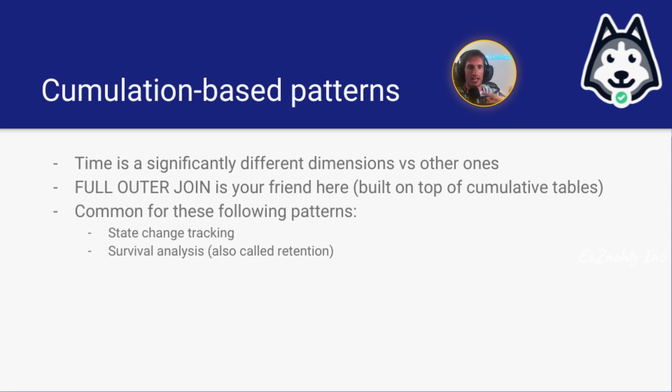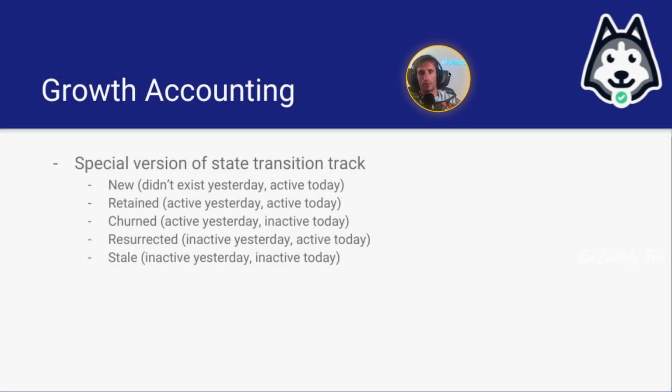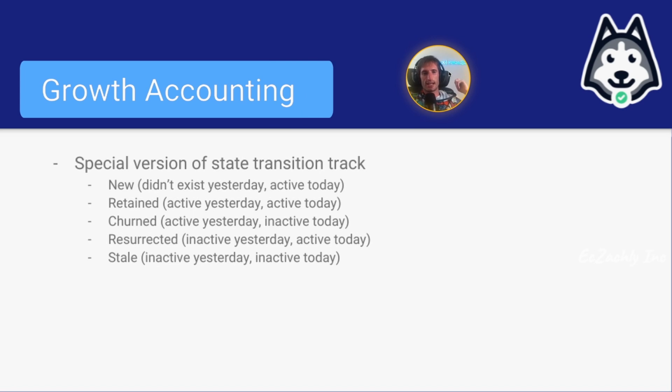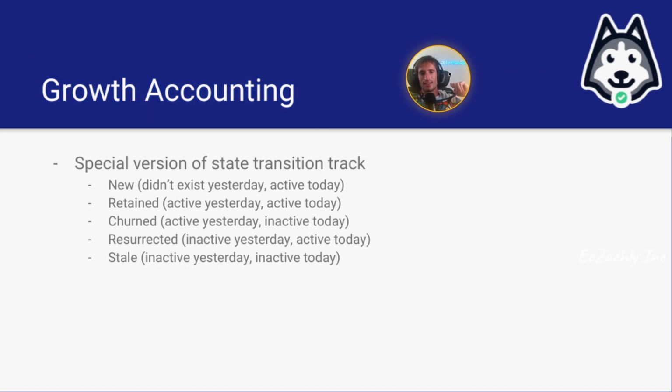So I was talking in the last slide about survival analysis and state change tracking. Those are the two big patterns that we're going to be covering in the lab today. We're going to talk about growth accounting real quick. This is a special version of state transition tracking, and this is where the accumulation part of it will make more sense. In this case, there are five states a user can be in. The first state is new, which means that yesterday they didn't exist, and today they are active, which they have to be because they signed up today.